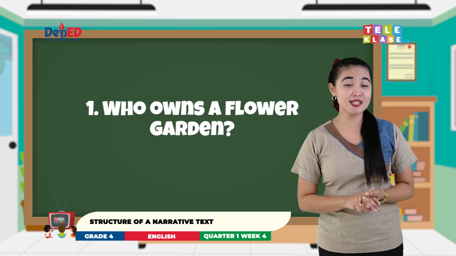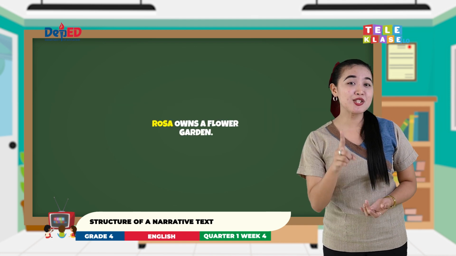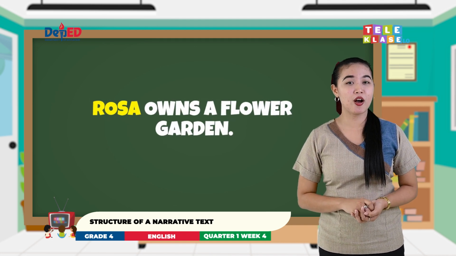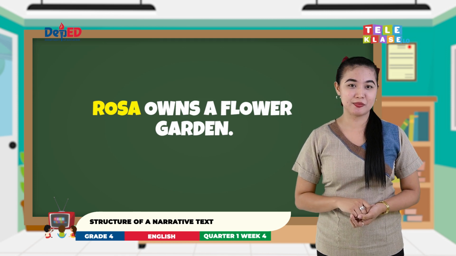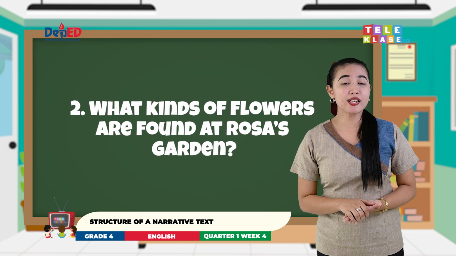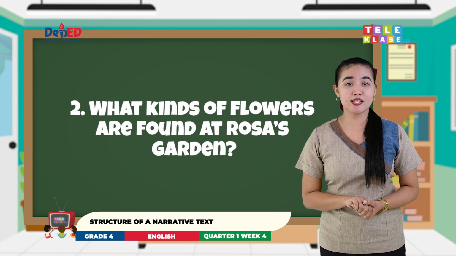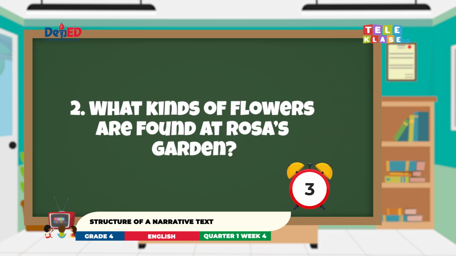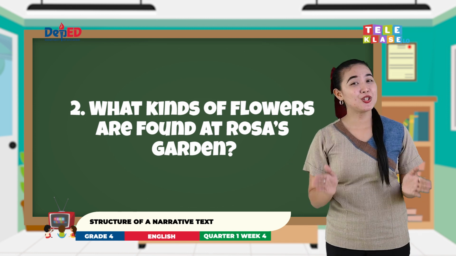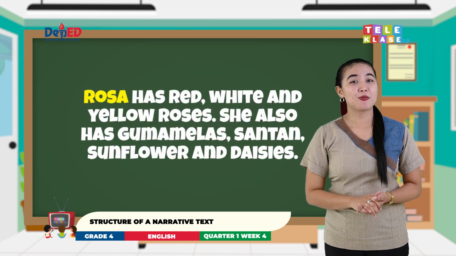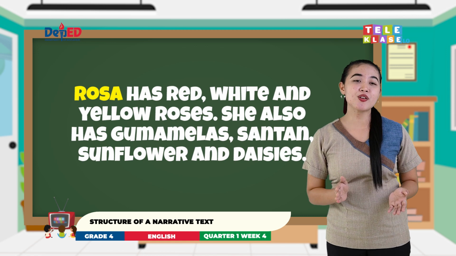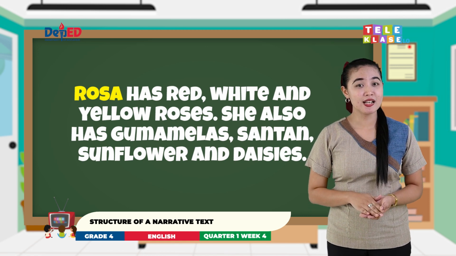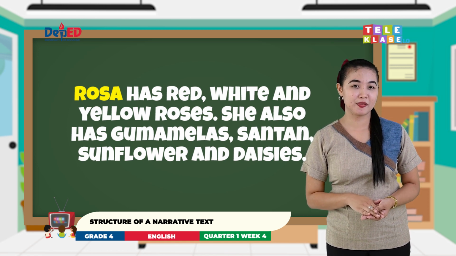The answer is... That's right! The answer for number 1 is Rosa. Next question. What kinds of flowers are found at Rosa's garden? You are absolutely right! Rosa has red, white, and yellow roses. She also has gumamela, santan, sunflower, and daisies.